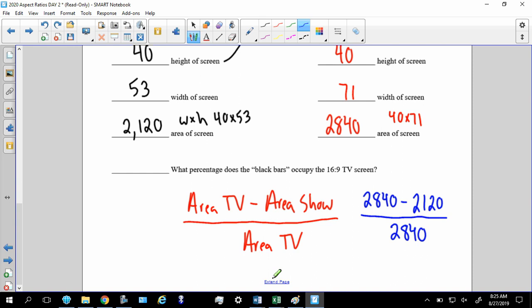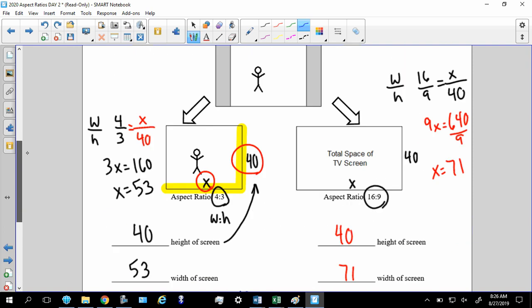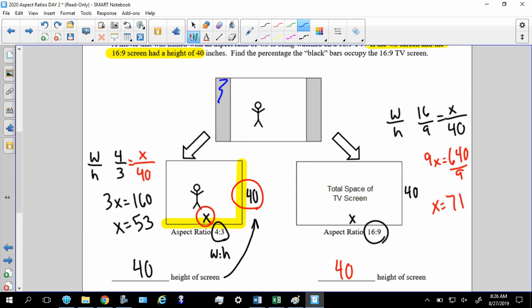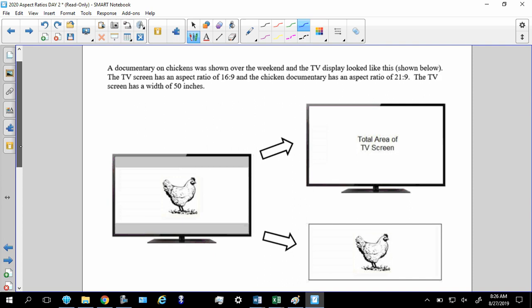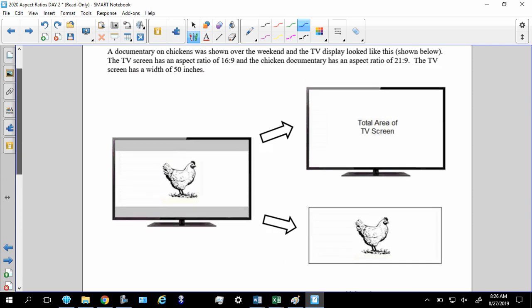And then we're going to divide that by 2840. All right, so 2840 minus 2120 gave me 720. Divide that by 2840, and you get 25%. So 25% of the screen is taken up by the black bars. Very, very simple. Okay? Now, we'll just do this one real quick, and that is the chicken documentary.